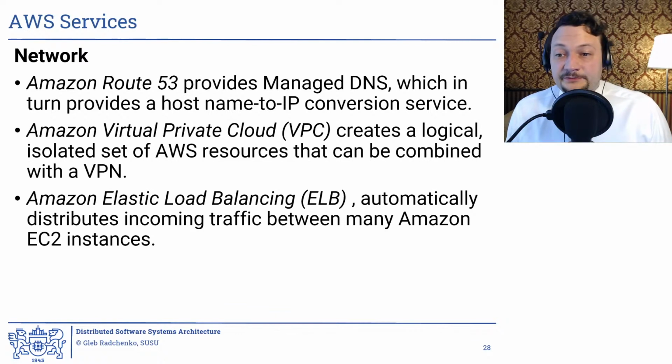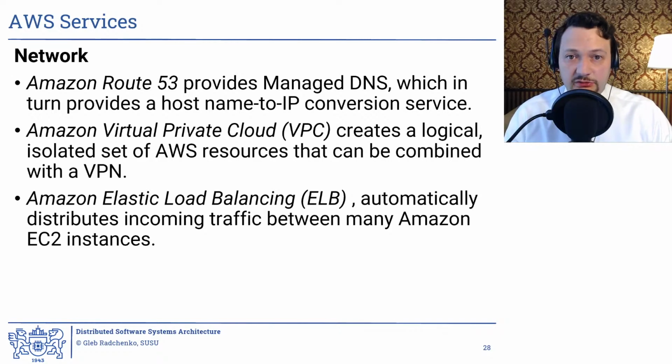Networking services. Amazon Web Services provide the following ways to organize your network. First, of course, it is the managed domain name service, Amazon Route 53. This is self-hosted Amazon DNS and provides host name to IP conversion. So if you need your domain name, you can use Amazon Route 53. It is quite expensive compared to other solutions, but if you're a big business, then you don't care. You just throw your money and it works.